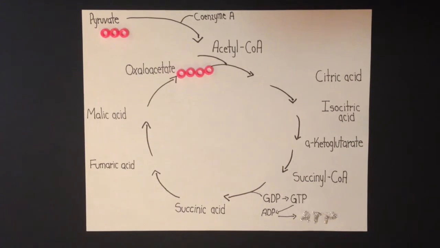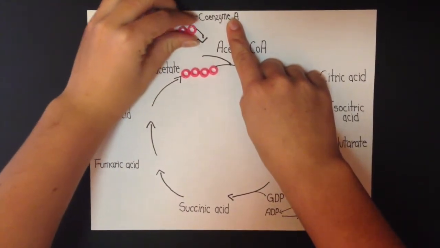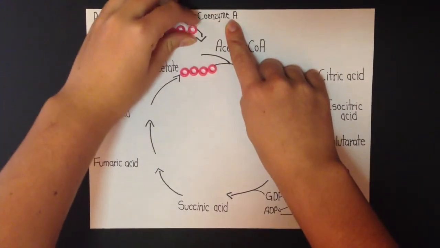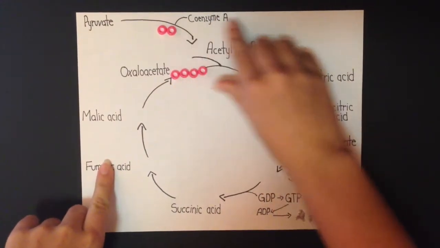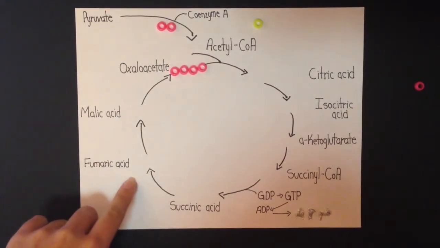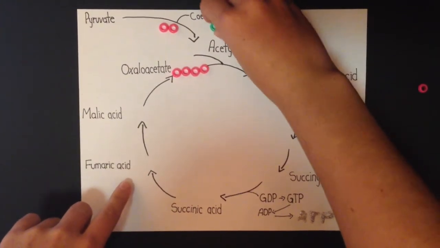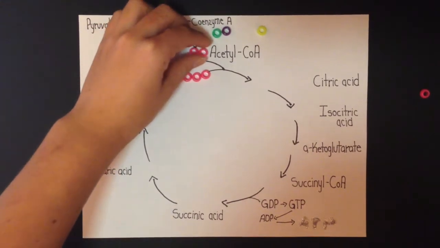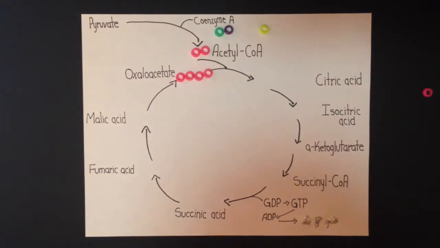For this to happen, coenzyme A has to be bonded with the pyruvate to oxidize it. During this process, 1 carbon will be kicked off, making it CO2, and then an NADH will be created. The 2-carbon molecule will now be known as acetyl-CoA. But keep in mind, we haven't entered the citric acid cycle.